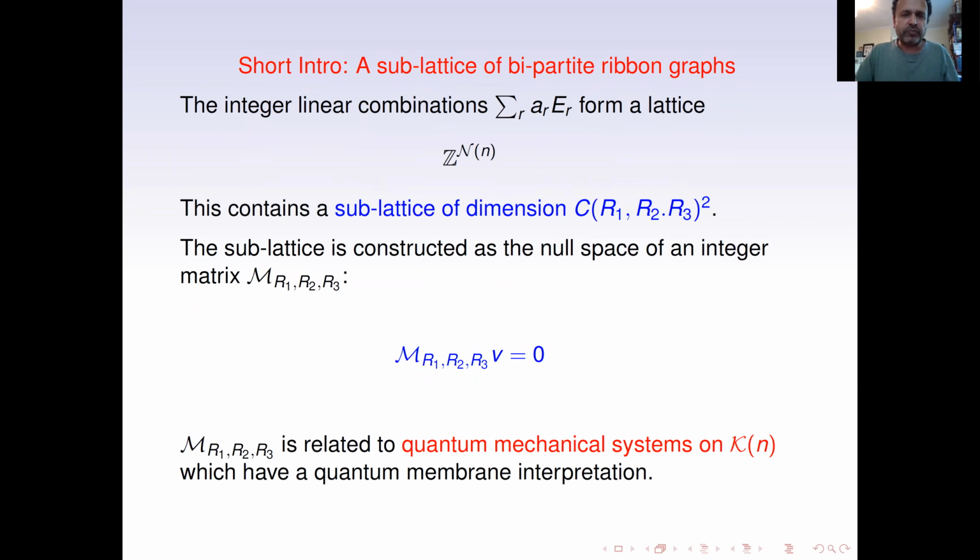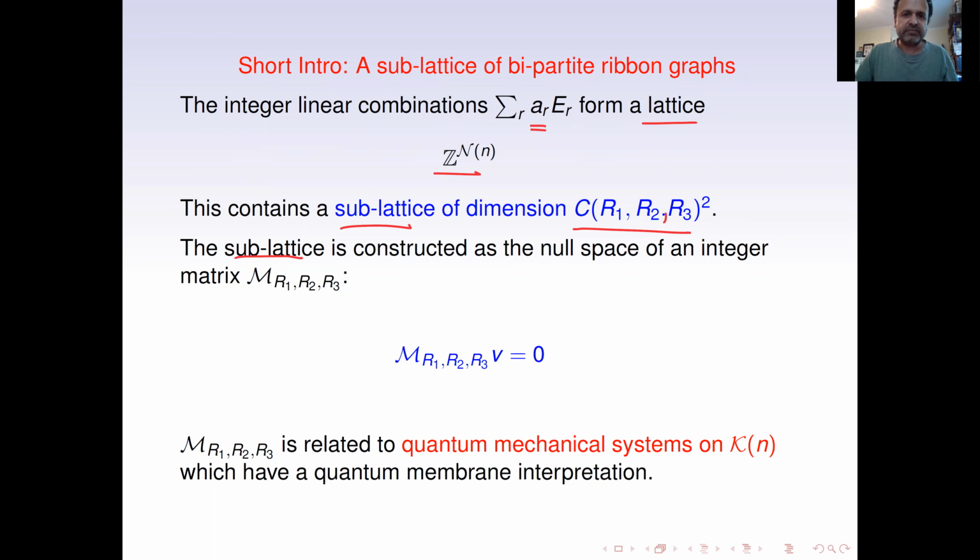The integer linear combinations, so where we now restrict these coefficients to be integers, form a subspace inside K(n), which is in fact a lattice, which is described here. So we show that this lattice contains a sublattice of dimension, which is the square of the Kronecker coefficient for every triple of Young diagrams. How do we construct this sublattice?